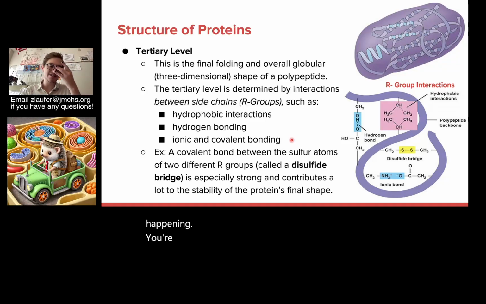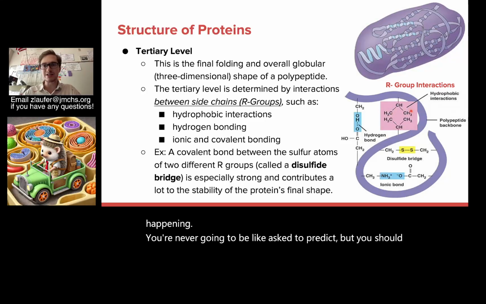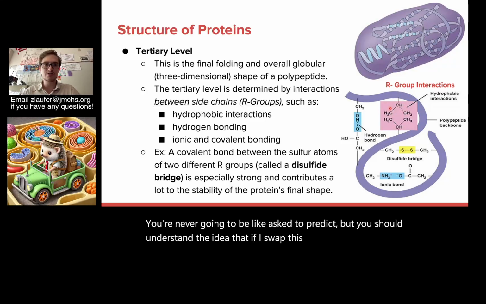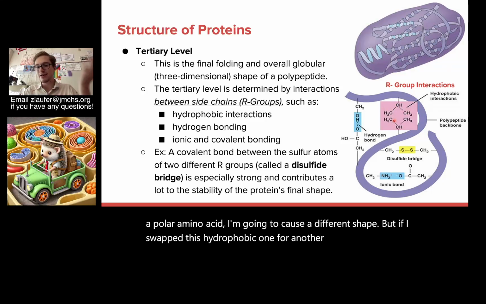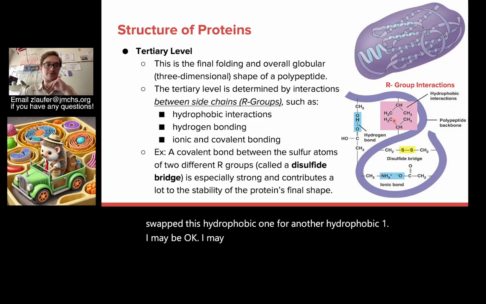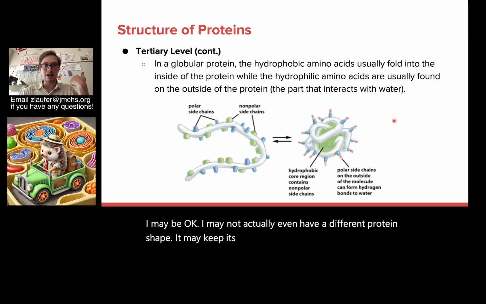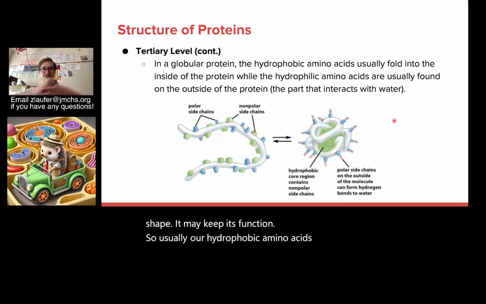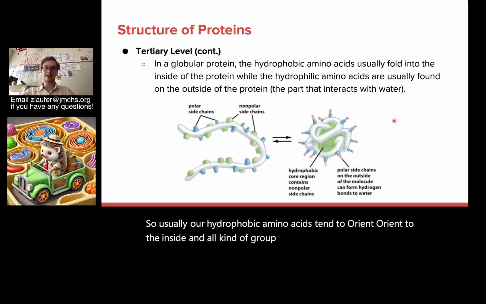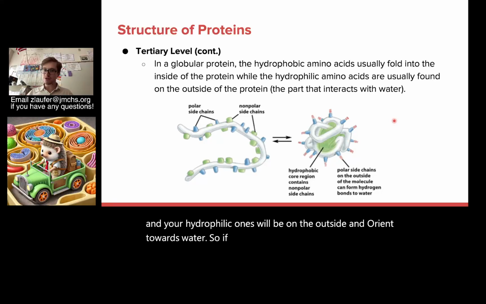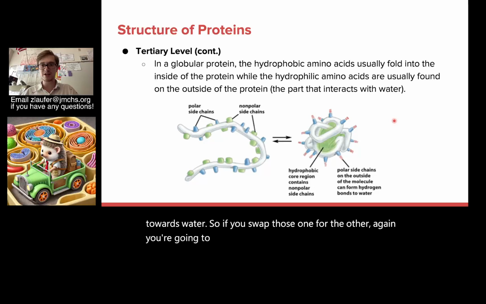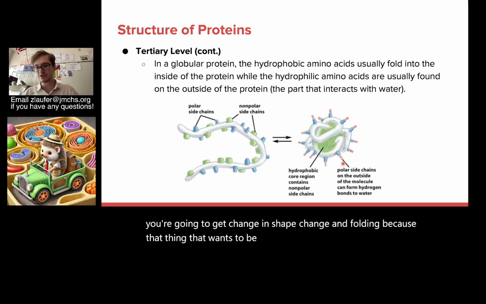You're never going to be asked to predict, but you should understand the idea that if I swap this hydrophobic amino acid to a polar amino acid, I'm going to cause a different shape. But if I swapped this hydrophobic one for another hydrophobic one, I may be okay. I may not actually even have a different protein shape. It may keep its function. So usually our hydrophobic amino acids tend to orient to the inside and all group together in a glob on the inside, and your hydrophilic ones will be on the outside and orient towards water. So if you swap those one for the other, again, you're going to get change in shape, change in folding, because that thing that wants to be on the inside is now on the outside.